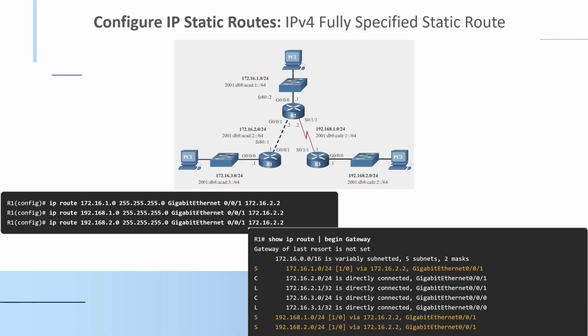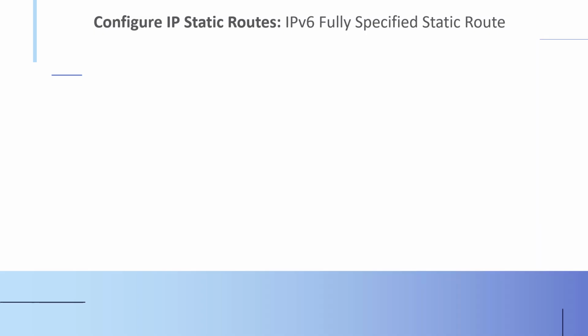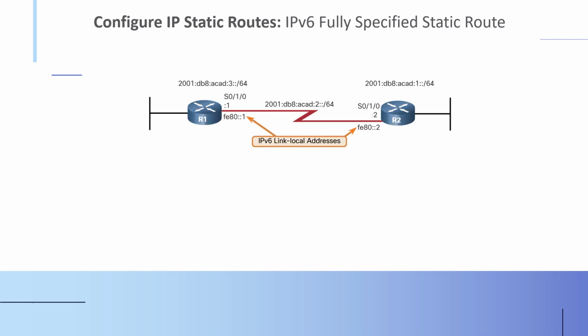As for the IPv6 fully specified static route, both the exit interface and the next-hop IPv6 address are specified. There is a situation in IPv6 when a fully specified static route must be used. If the IPv6 static route uses an IPv6 link-local address as the next-hop address, you have to use a fully specified static route. Here is a figure that shows an example of a fully specified IPv6 static route using an IPv6 link-local address as the next-hop address.